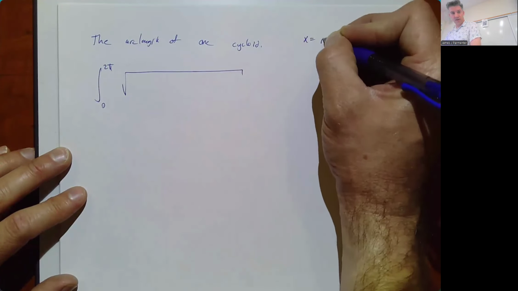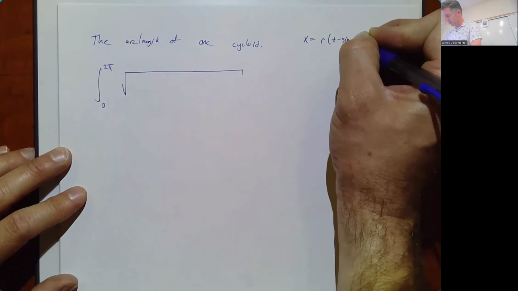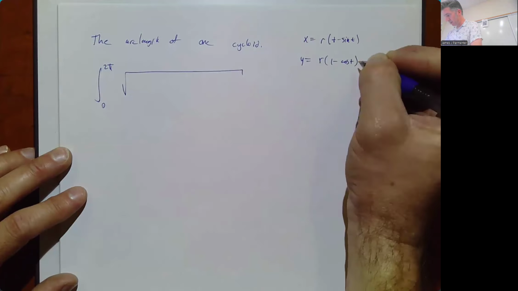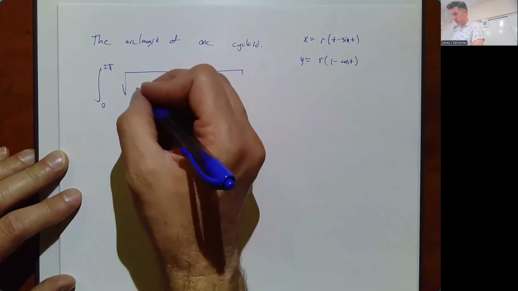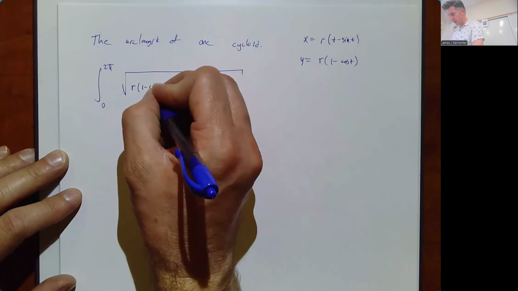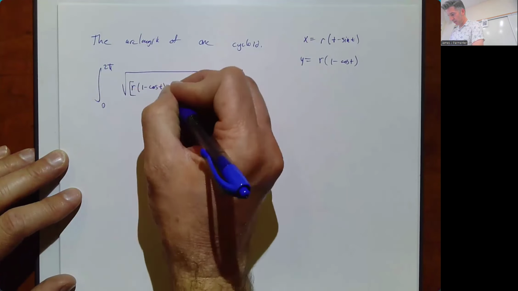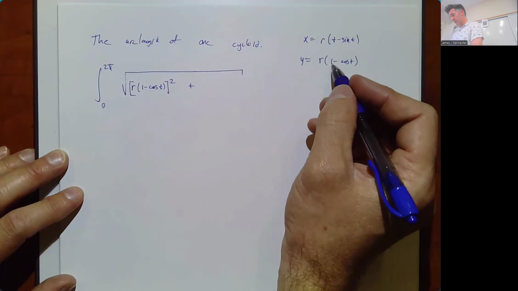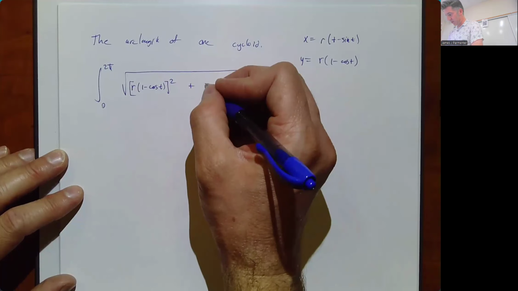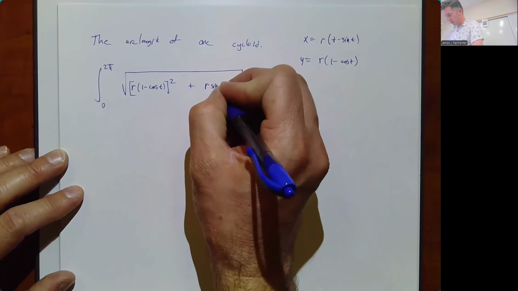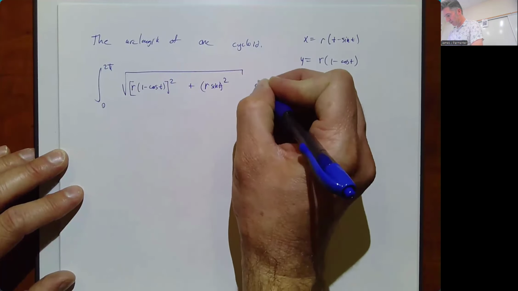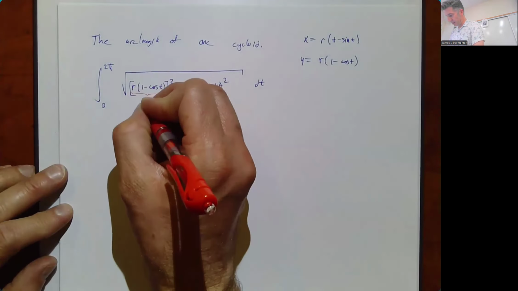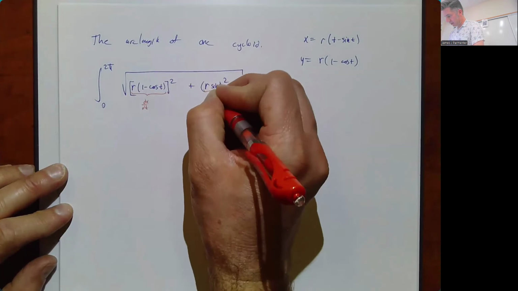X is r times t minus sine t. Y is r times 1 minus cosine t. So our dx dt is going to be r times 1 minus cosine t. We're going to square that. And our dy dt is going to be r times 0 plus sine of t, so r times sine of t squared. And then we're going to simplify this. I'll point out that's my dx dt. Here's my dy dt.